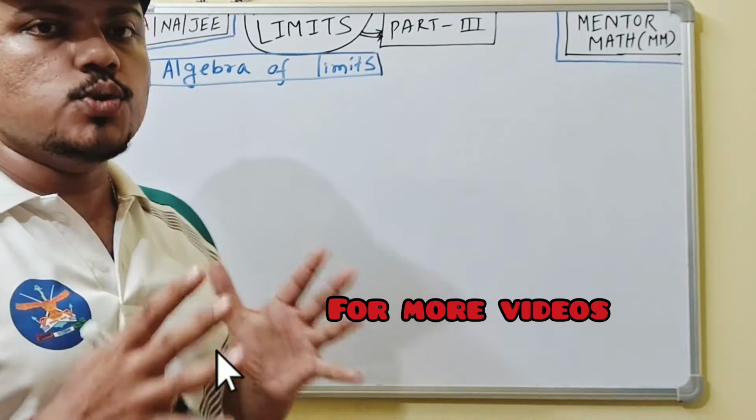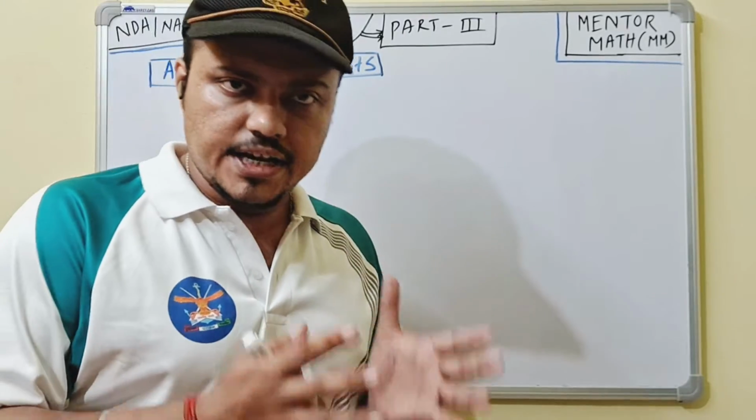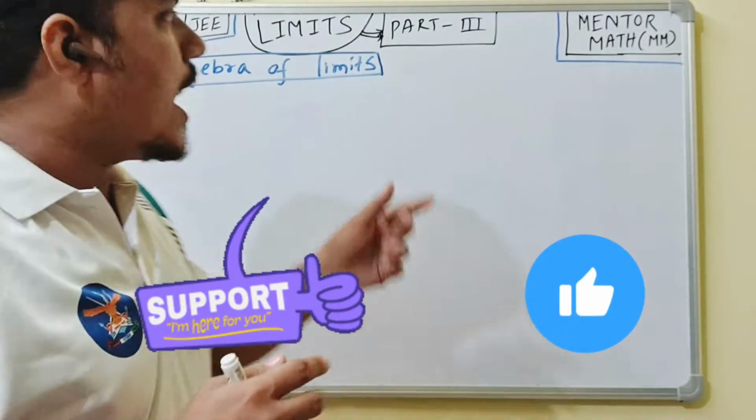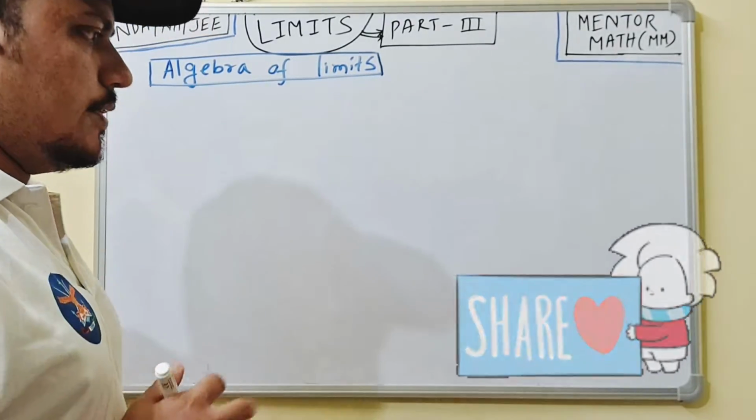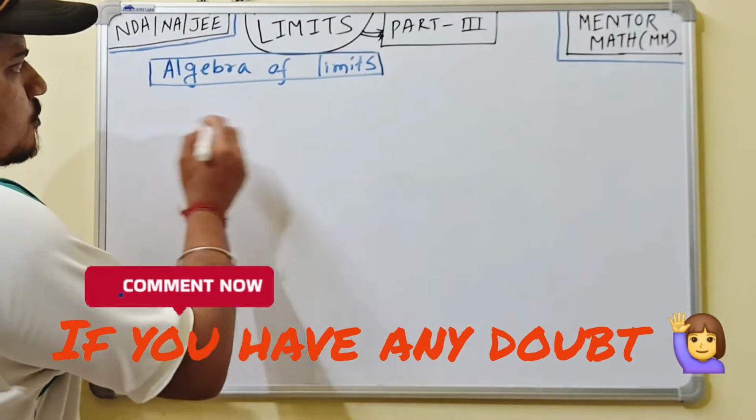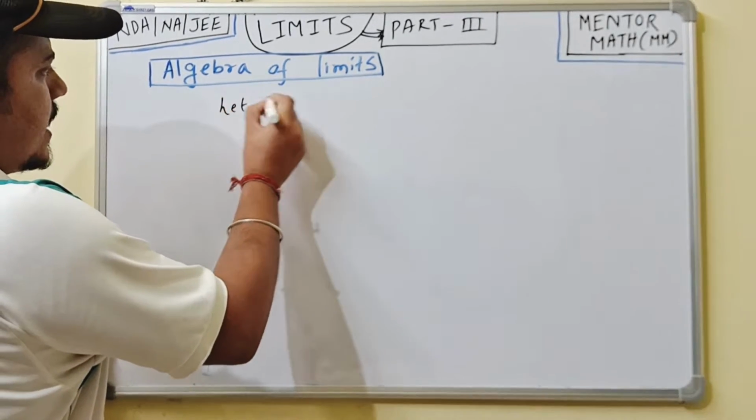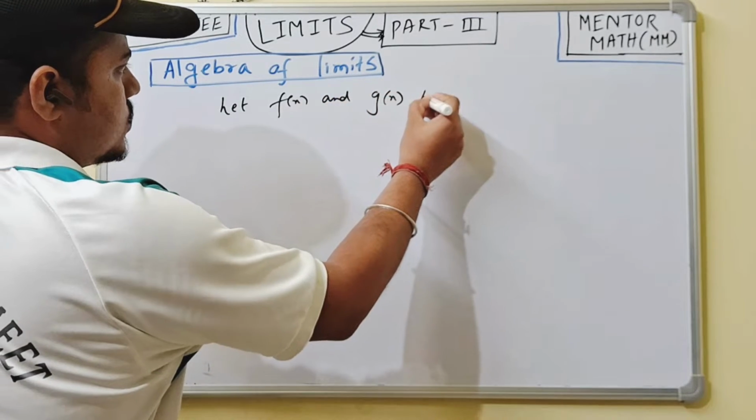Basically, algebra means addition, subtraction, multiplication and division, as you know in mathematics. Now we have to apply that on the limit form. So what is the basic algebra of limits? Let us take two functions, f(x) and g(x).